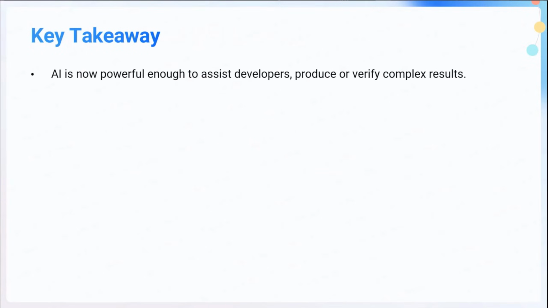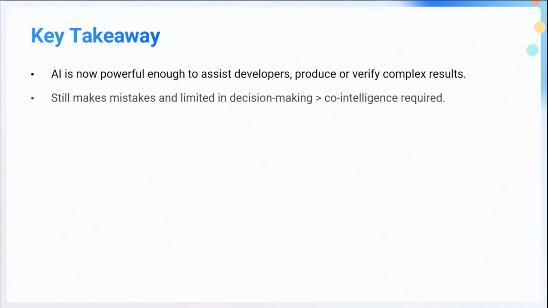So what's the key takeaway from all of this? First of all, AI is now capable of performing complex tasks, and in particular in our field, it can generate different types of useful content for developers, such as code, corrections, comments, etc., or help them validate their production. But AI still makes mistakes and is limited in its overall vision and decision making. So human intervention and co-intelligence is required to leverage its capabilities.